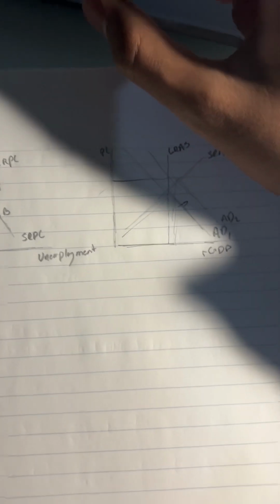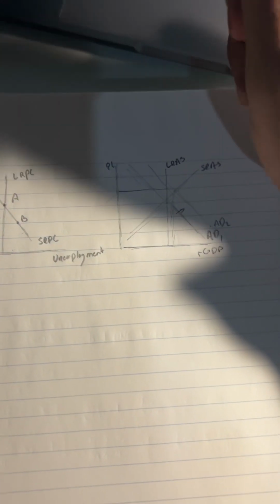If there's a negative supply shock, like rising oil prices, the aggregate supply curve shifts to the left. Short run aggregate supply 1, short run aggregate supply 2. This causes higher inflation and higher unemployment, which is known as stagflation. So on the Phillips curve, the entire short run Phillips curve would shift.